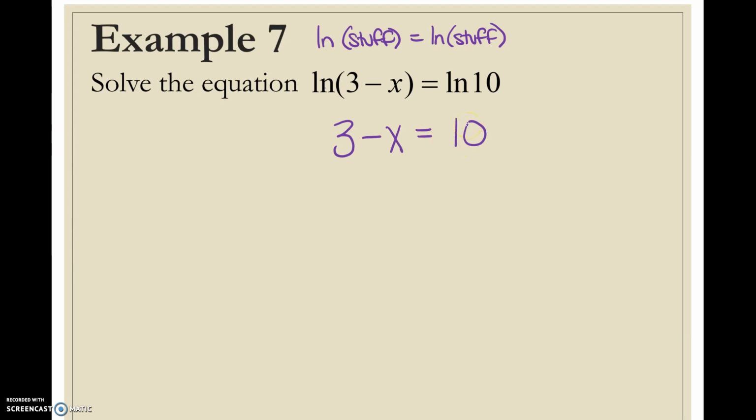Anytime you have logs or ln's on both sides, if it's log of stuff equals log of stuff, stuff equals stuff. And then you would quickly solve this and get x equals negative 7. Whoa. Now check. If you put negative 7 in here, 3 minus a negative 7, that's the same as 3 plus 7, and that would be positive, so it is actually fine. A negative answer is not necessarily an extraneous solution, you have to check to see if it would create a negative inside the log.